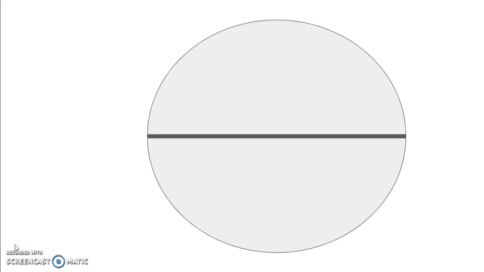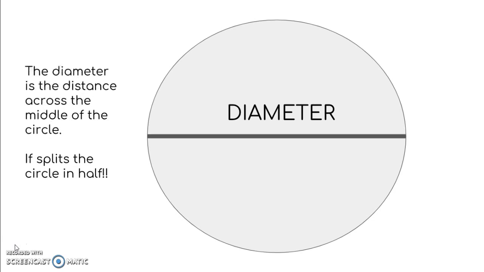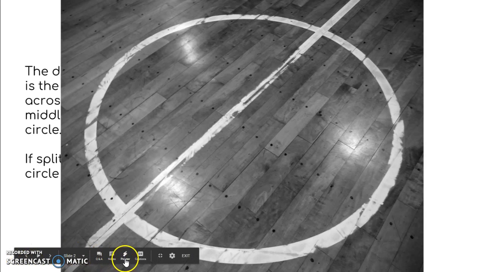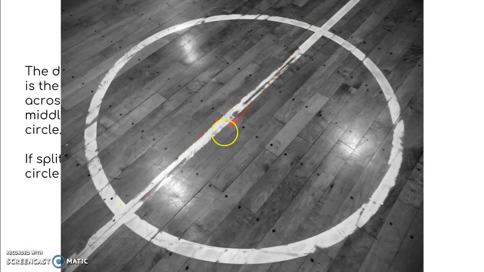You cut a line straight through the middle of a circle. We're going to call that the diameter. So again, the diameter is the distance across the middle of a circle. It splits the circle in half. Case in point, look at this. It's a basketball court, the jump circle right in the middle. If you look right here, the line straight across the middle, that's the diameter. Cut that guy in half. Alright, that's the first thing we need to learn about circles.